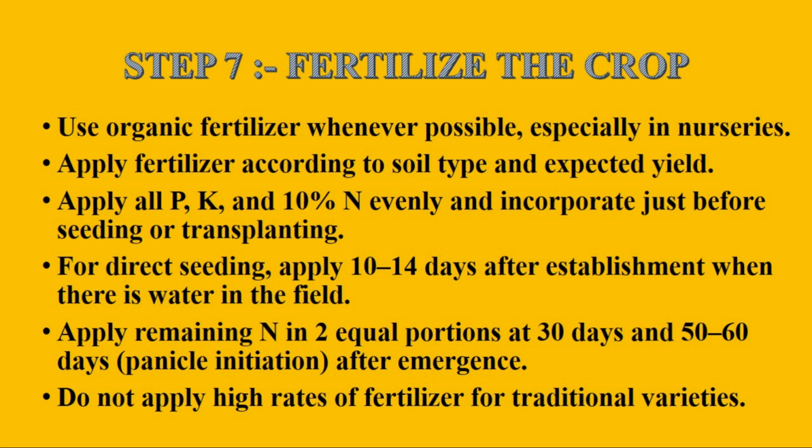Apply all P and K and 10% of nitrogen evenly and incorporate just before seeding or transplanting. For direct seeded broadcast crops, it is okay to apply 10 to 14 days after establishment when there is water in the field. Apply remaining nitrogen in 2 equal proportions at 30 days and 50 to 60 days after emergence.